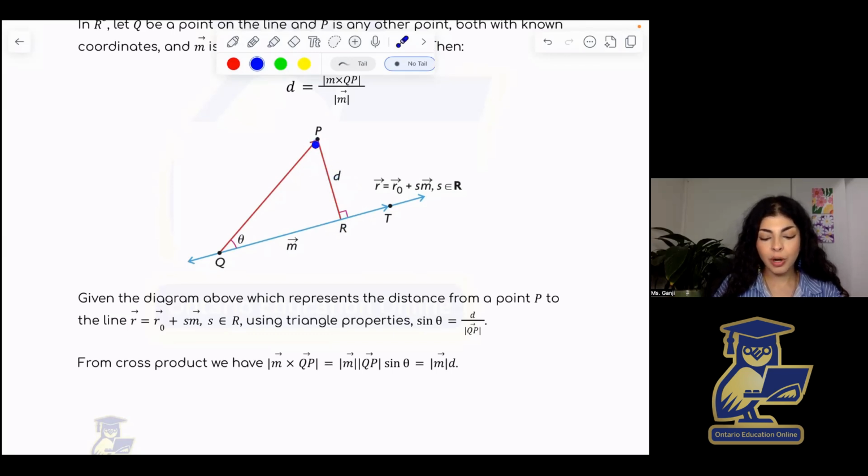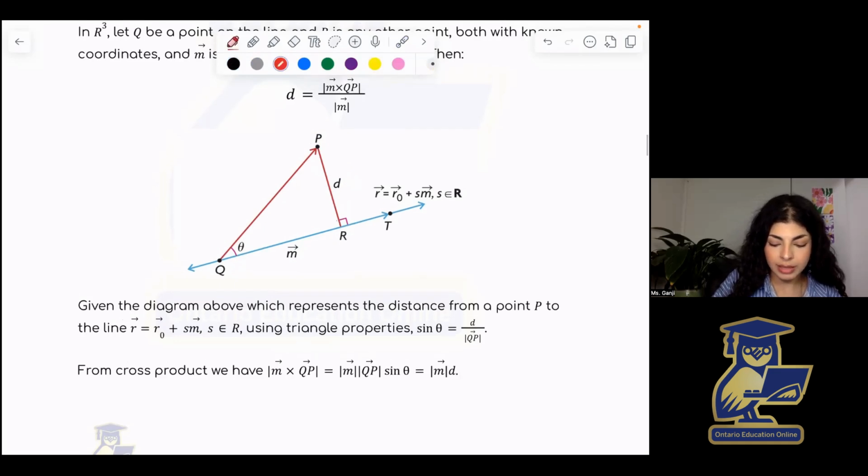And so using this diagram, the distance from point P to this line can be found as d, but d is also part of this triangle here. Now, sine of theta, which theta is this angle here that's between QP and the line, is given by d divided by the magnitude of QP. So QP is our hypotenuse there, because remember, on this side we have a right triangle.